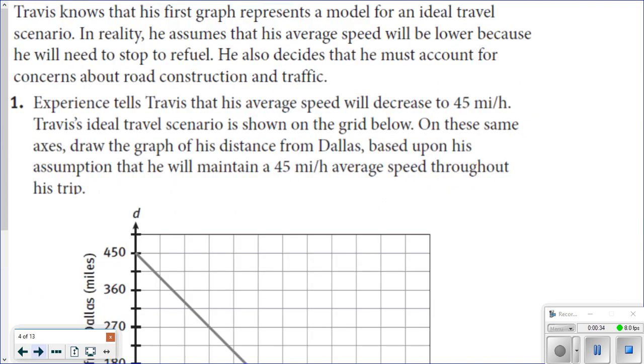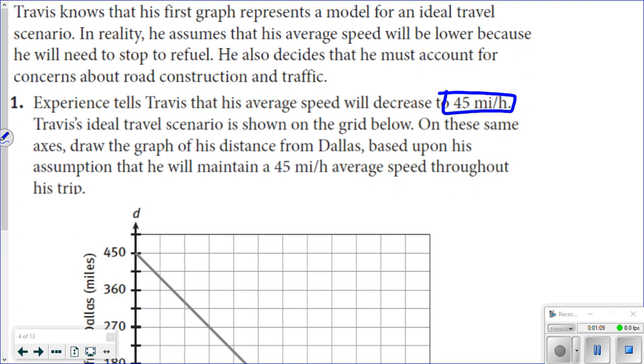So we're still talking about Travis and Roy, and Travis knows that his first graph represents a model for an ideal travel scenario. In reality, he assumes that his average speed will be lower because he will need to stop to refuel. He also decides that he must account for concerns about road construction and traffic. So experience tells Travis that his average speed will decrease to 45 miles per hour.